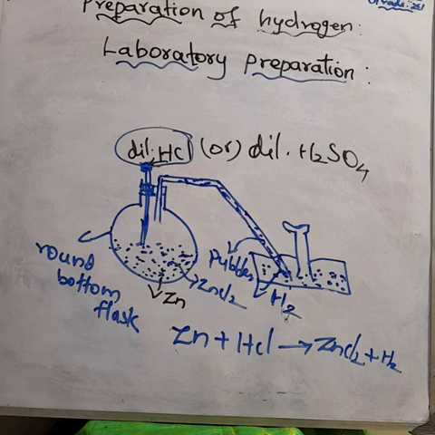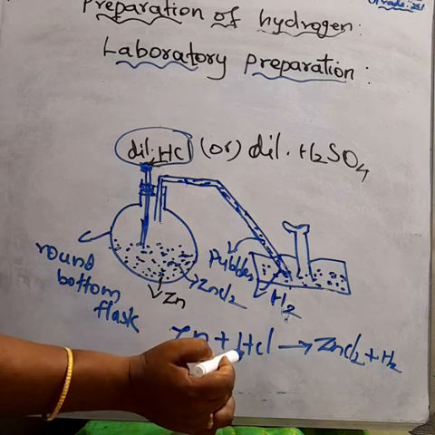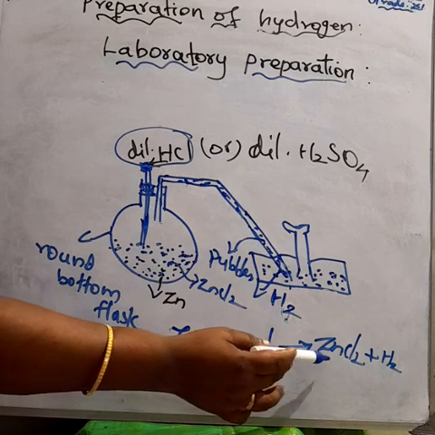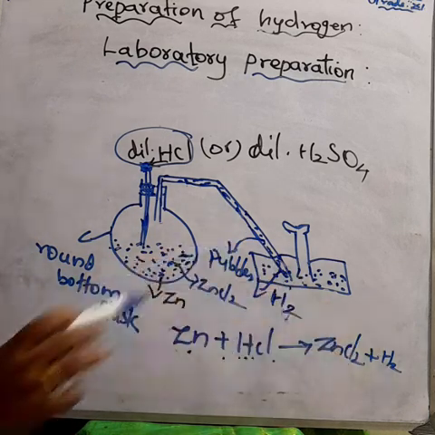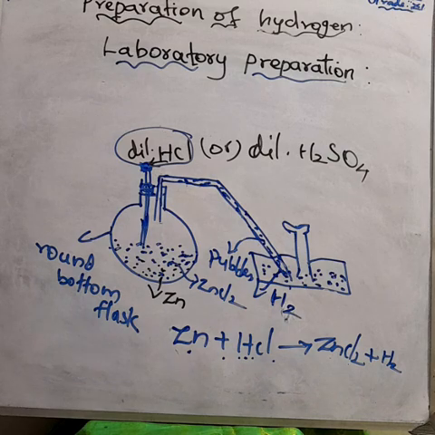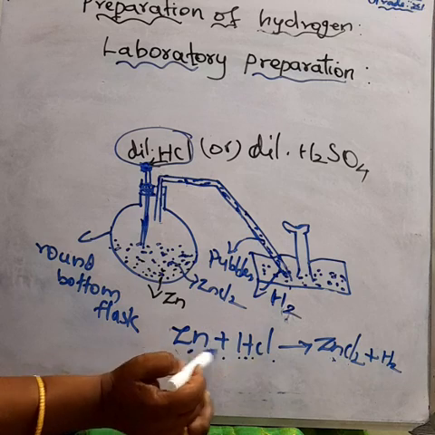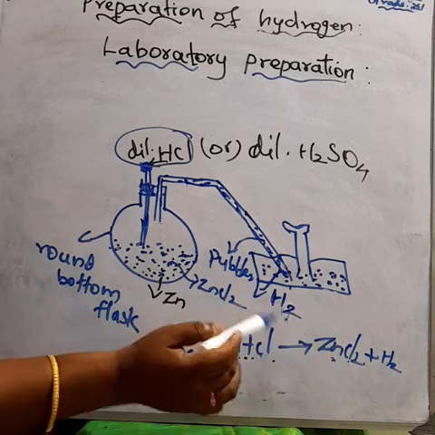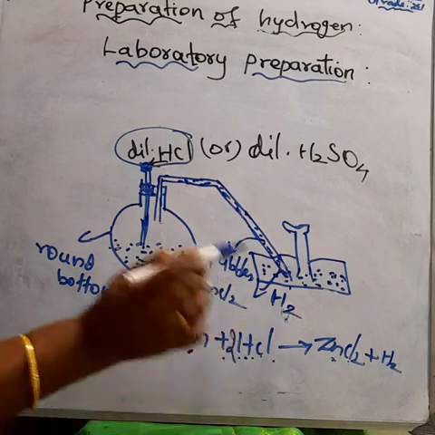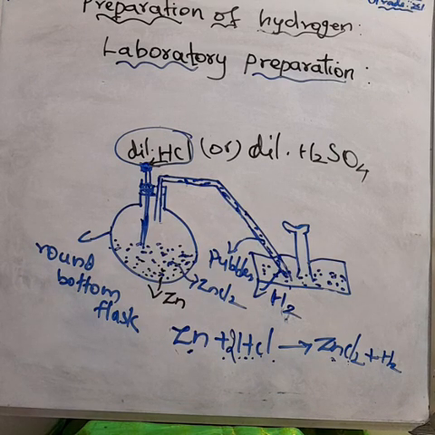Here, what is the equation? The zinc metal reacts with hydrochloric acid to form zinc chloride and hydrogen gas. How can we balance the equation? Zinc: only one zinc here and only one zinc there. Chlorine: here there are 2 chlorine atoms, so we make it 2. Hydrogen: 2 hydrogen, 2 hydrogen. So the equation is balanced. This is the laboratory preparation method. Clear?